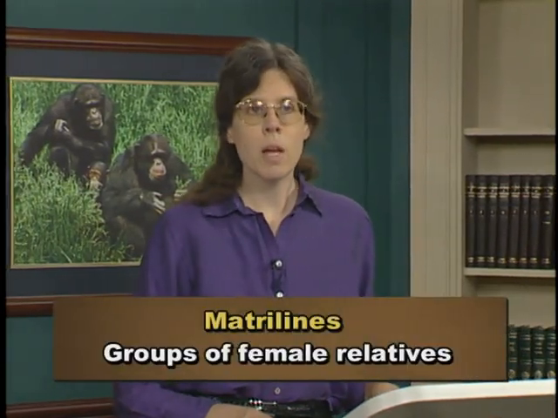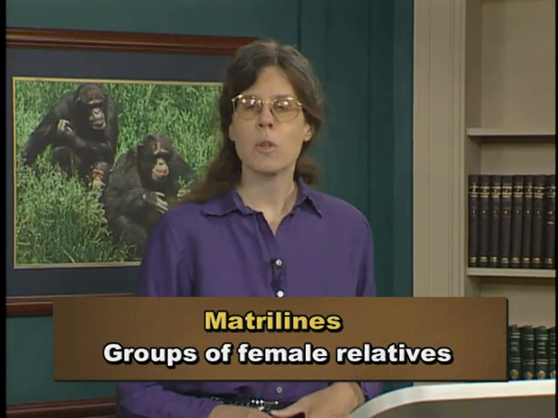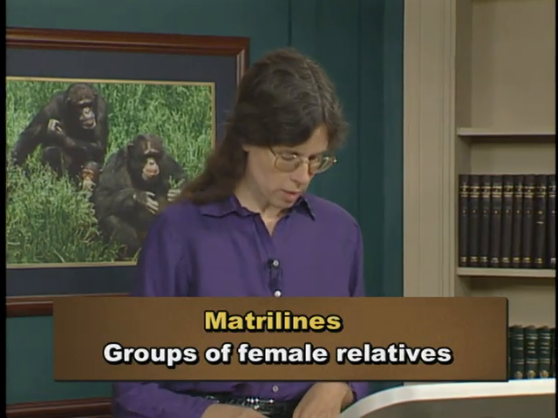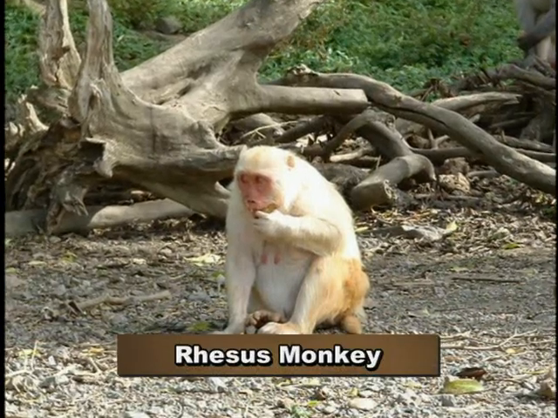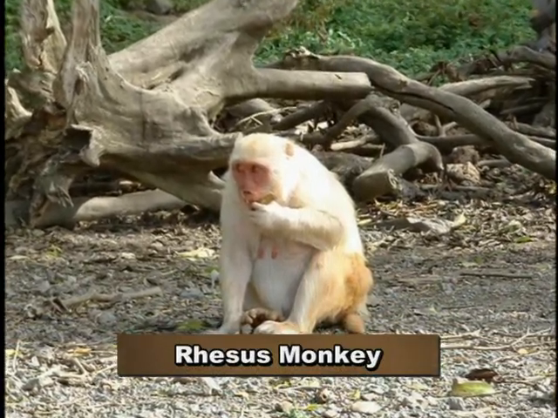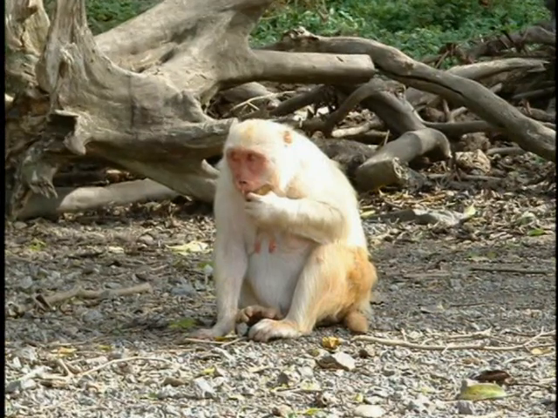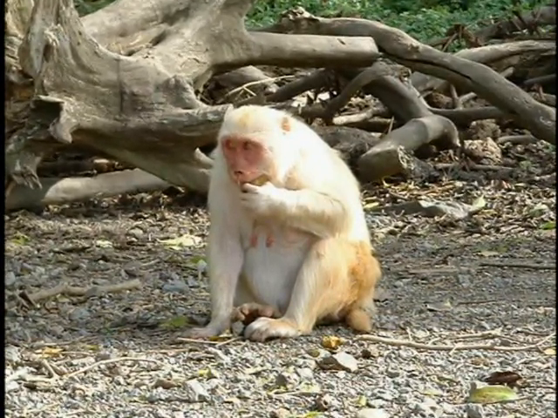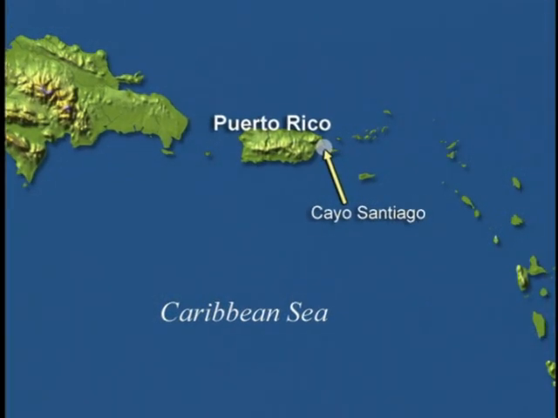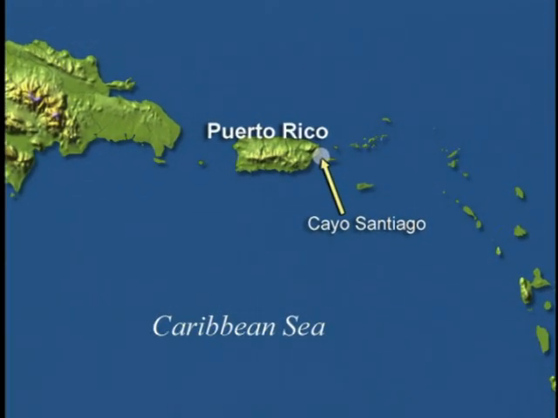Some of the best studied monkey species live socially in groups organized around groups of female relatives. These groups take the term matrilines. Now, a particular Old World monkey species, the rhesus monkey, has taught anthropologists a great deal about living in matrilines, particularly at one site, the island of Cayo Santiago off Puerto Rico.